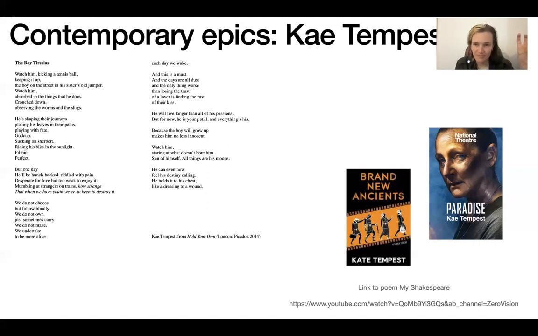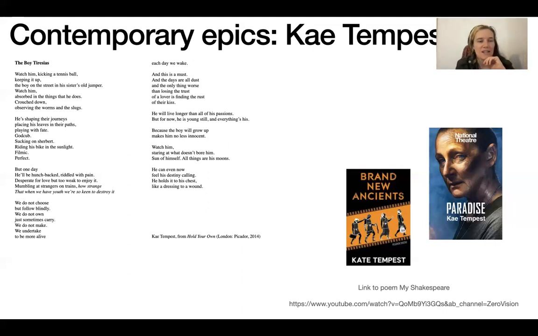So in this poem, the mythological figure is translated to the very normal, everyday scene of a little boy playing in the street. And there's various references to contemporary times, like a tennis ball, being on trains. So we know this is in the here and now. But the references to the Tiresias myth are all in there.